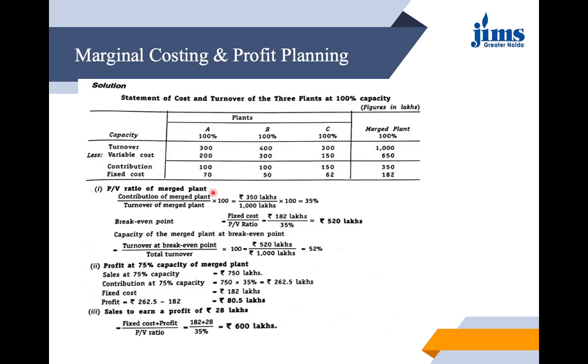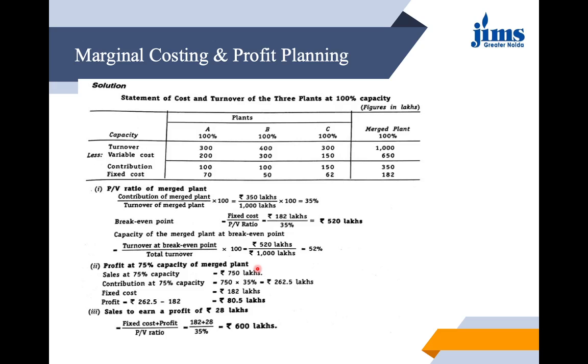So let us calculate the PV ratio of the merged plant. In that case we need to take the contribution of the merged plant for all three plants together upon the turnover. So we can put in the values and find it out as 35%. In the same way, break even, fixed cost upon PV ratio, is coming out as 520 lakhs. So the capacity of the merged plant at break even is 52%.